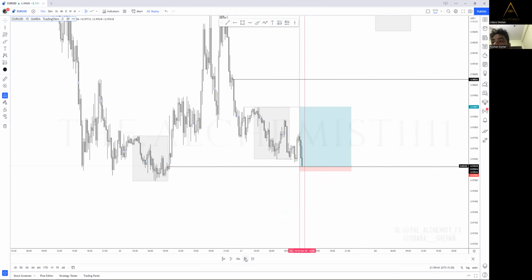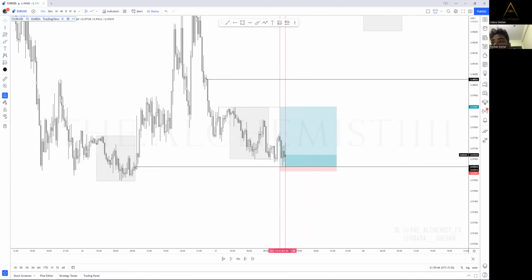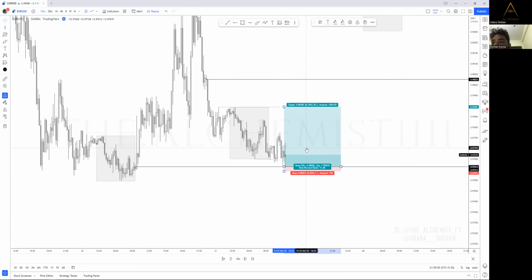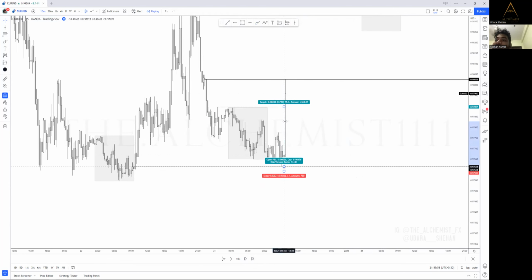Comes down. There it goes. Look at the time. Right at 12:30 on the dot. Right at 12:30, there it taps into our point of interest. Asian low taken out, and then what happens? Done. Fake move. See that?